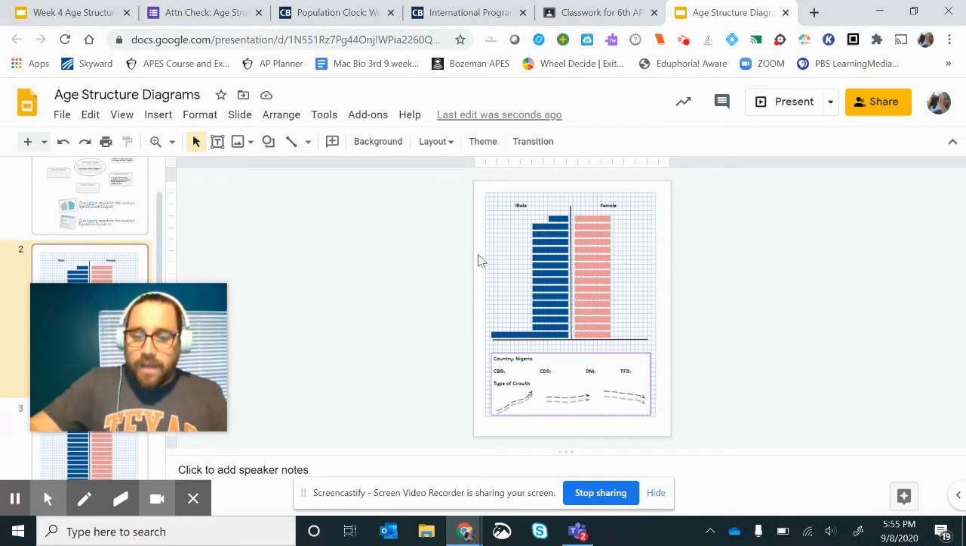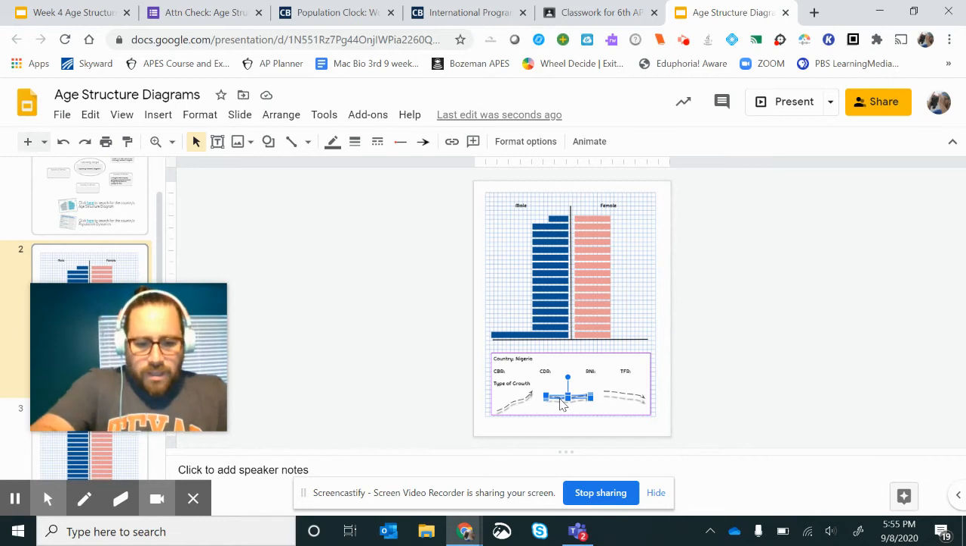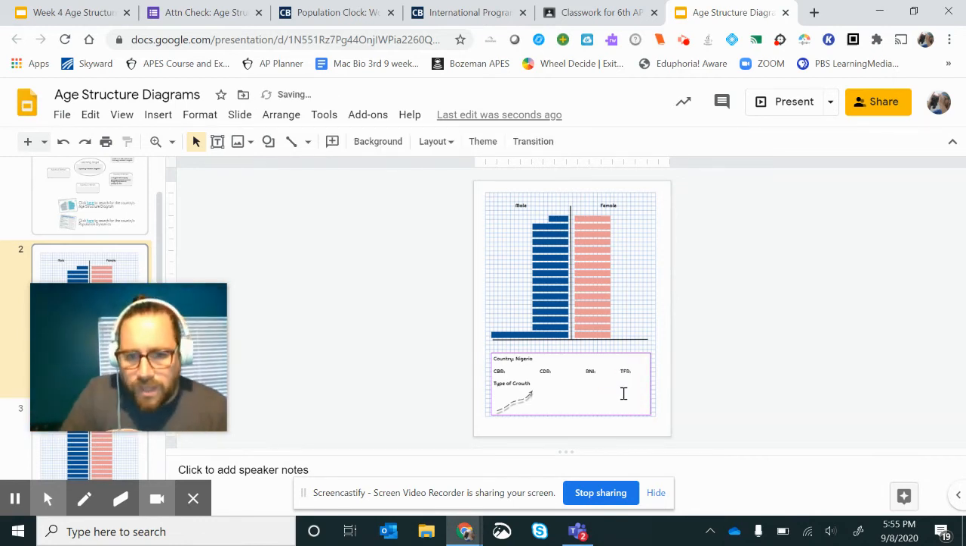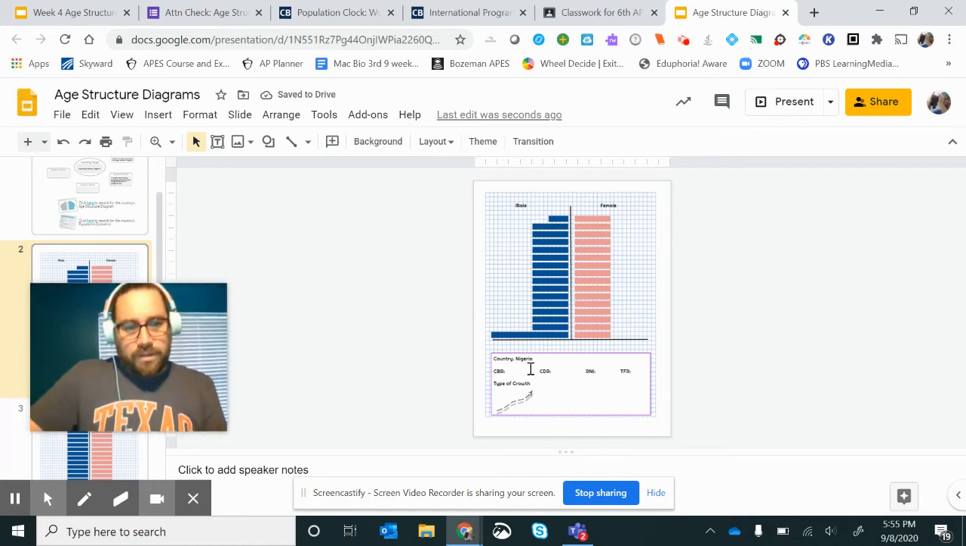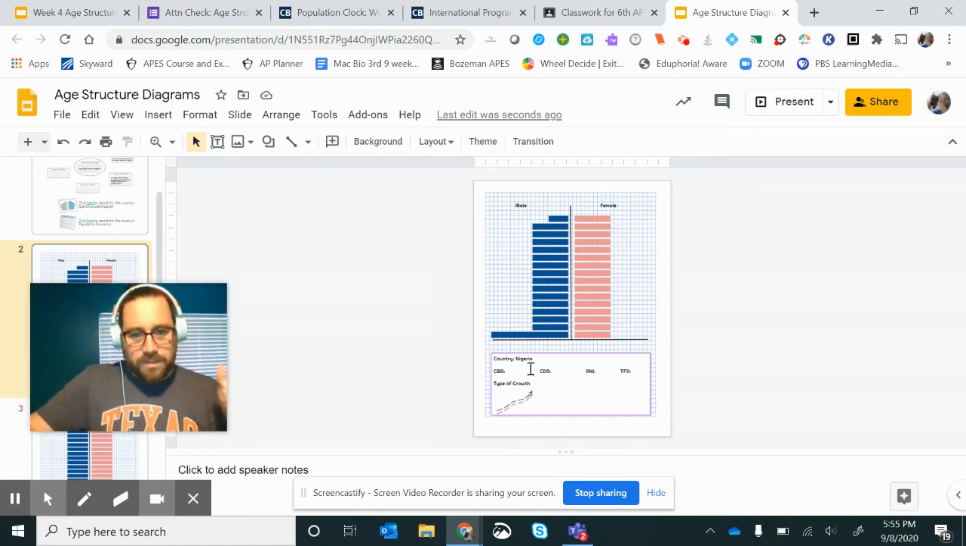Cool. So I do that for all the countries. What type of growth was it? It was this guy. So let me get rid of these guys. And let me go in and enter these criteria, these population dynamics. What is the CBR, the CDR, the RNI, and what is that country's total fertility rate? What's the average number of kids each one was having?